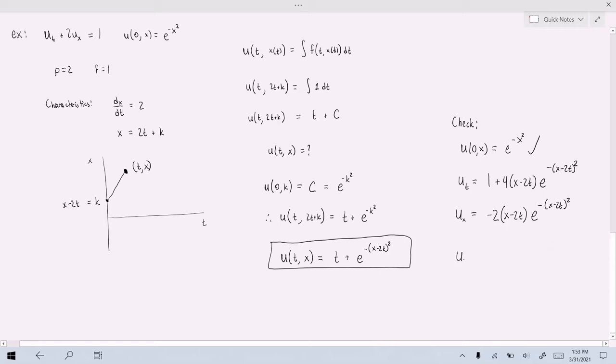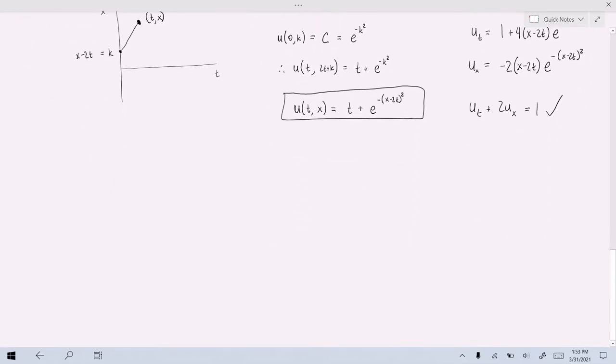So if we do u_t plus 2u_x, check it. These terms will end up canceling after the multiplication by 2, and you would just be left with 1. So our solution does satisfy the PDE as well. So that's just verifying that it is in fact a solution to the initial value problem. All right. Just a couple more examples.